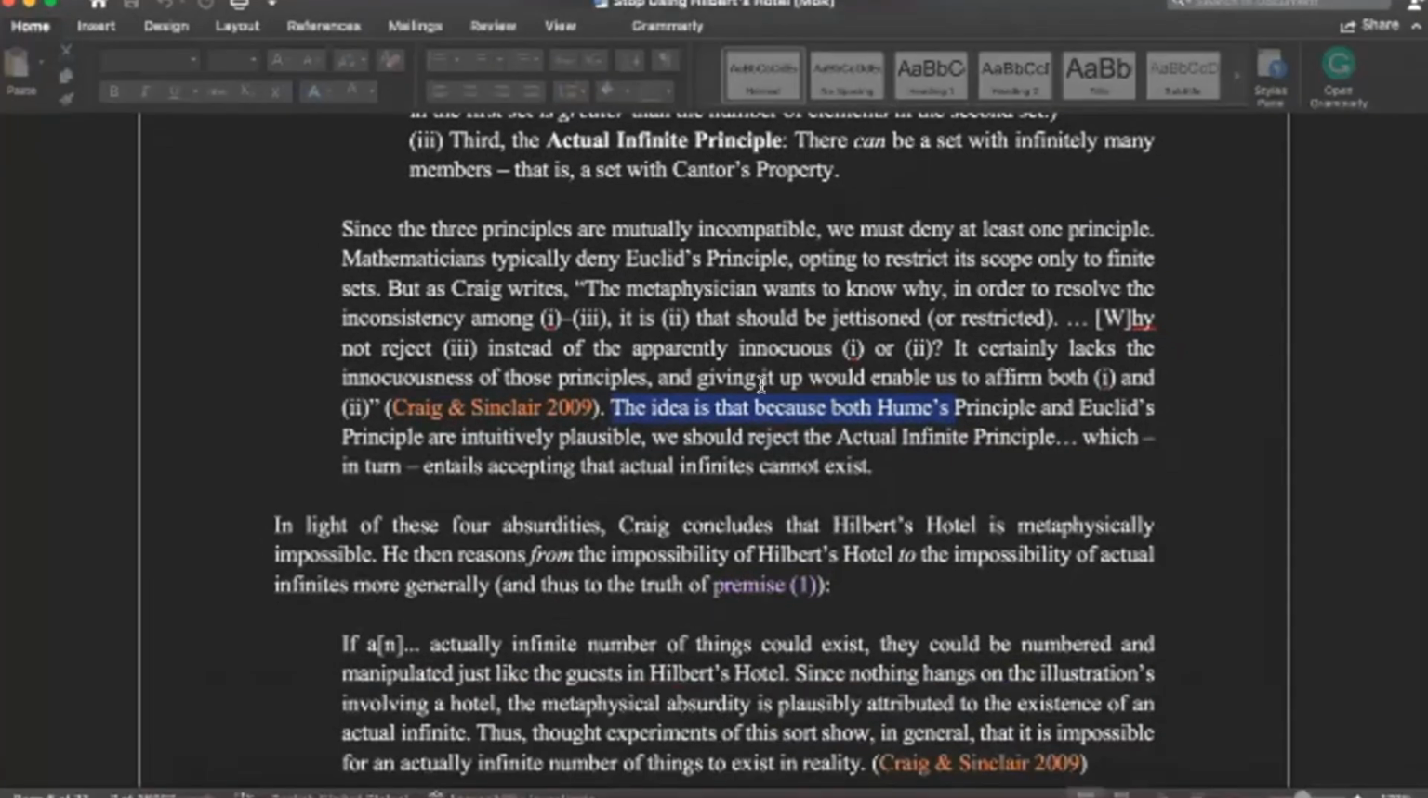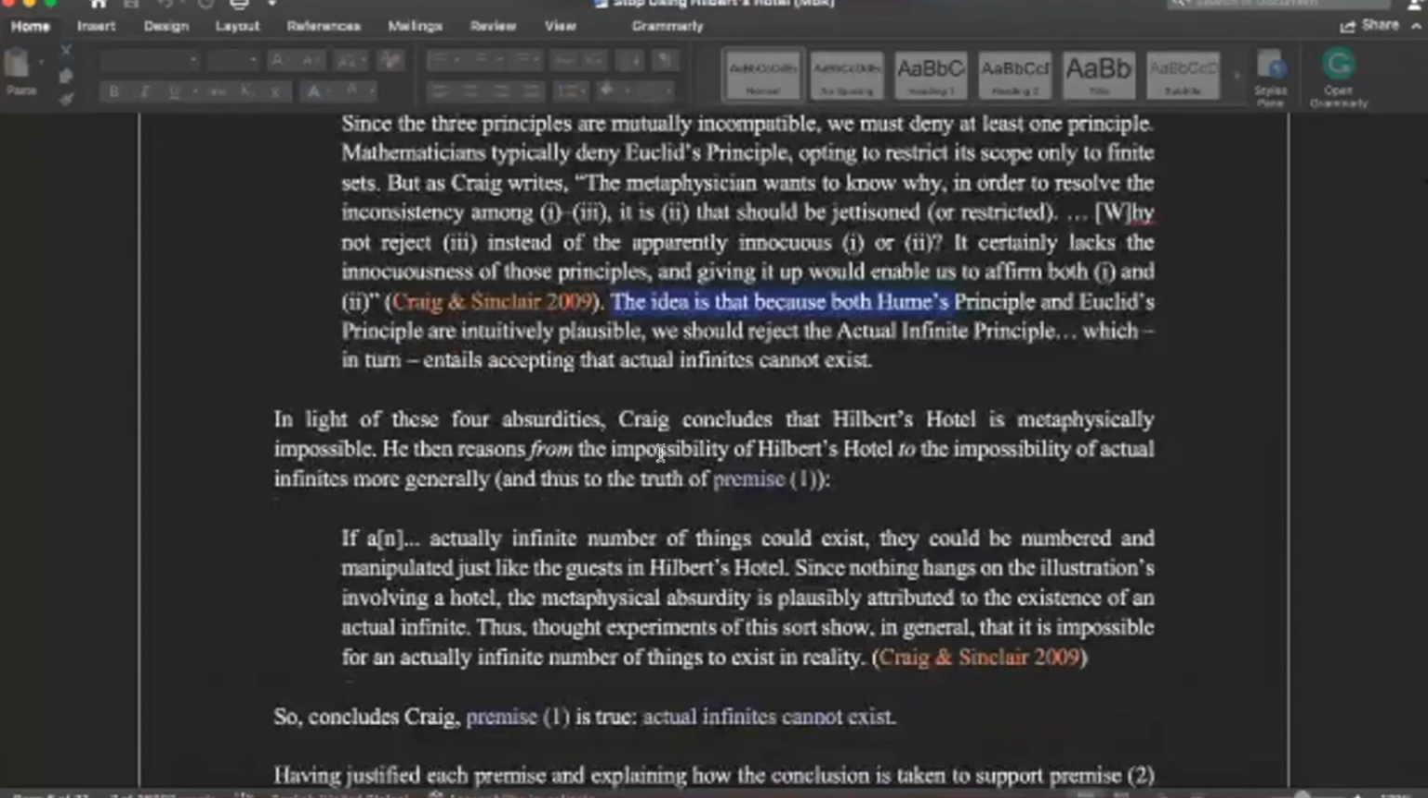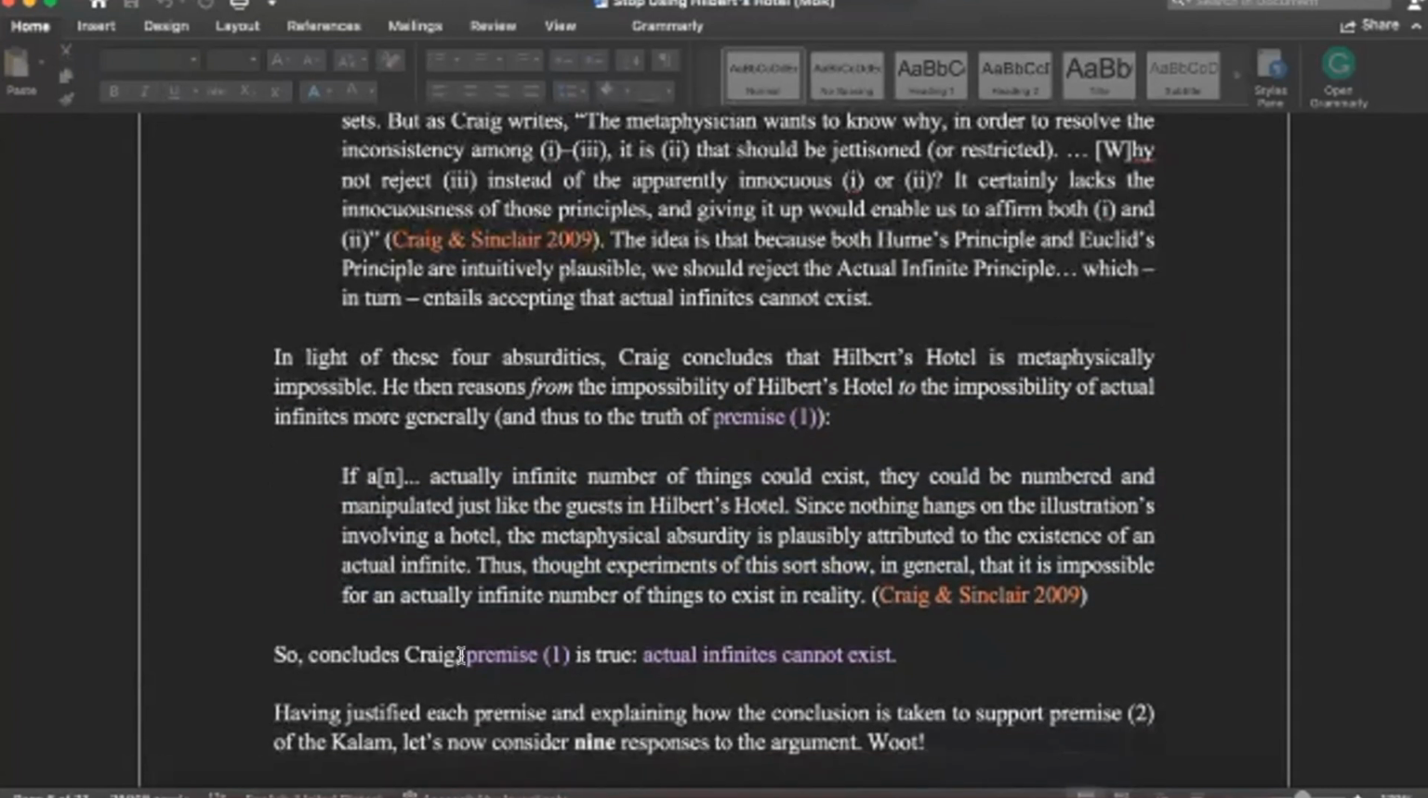In light of these 4 absurdities, Craig concludes that Hilbert's hotel is metaphysically impossible. He then reasons from the impossibility of Hilbert's hotel to the impossibility of actual infinites more generally, and thus to the truth of premise 1. As he says, if an actual infinite number of things could exist, they could be numbered and manipulated just like the guests in Hilbert's hotel. Since nothing hangs on the illustrations involving a hotel, the metaphysical absurdity is plausibly attributed to the existence of an actual infinite. Thus, thought experiments of this sort show, in general, that it is impossible for an actually infinite number of things to exist in reality. So, concludes Craig, premise 1 is true of the Hilbert's hotel argument.